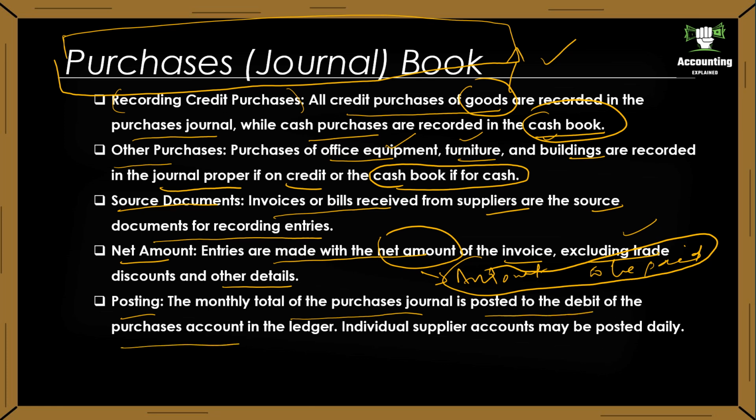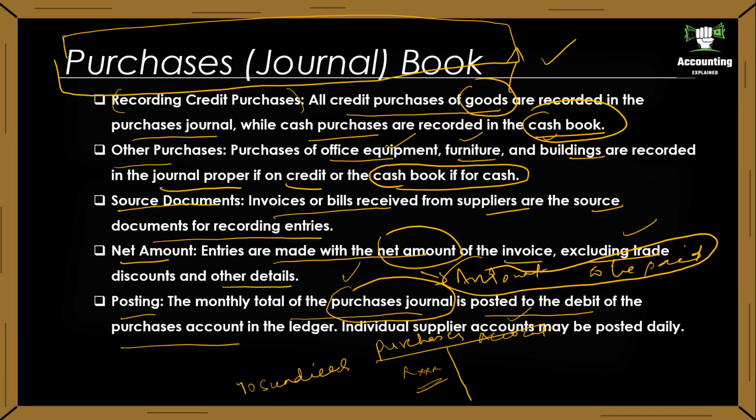Later, this purchaser's journal will be balanced, and that monthly balance will be taken to the debit side of the purchaser's account. This is your purchase account, that is your ledger account, purchaser's account. This will be taken to the debit side and written as "To sundries". Whatever amount we have got in the purchaser's journal will be taken here.